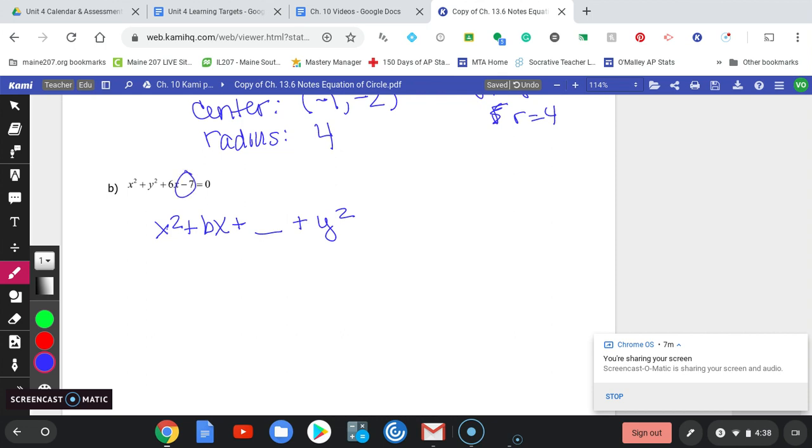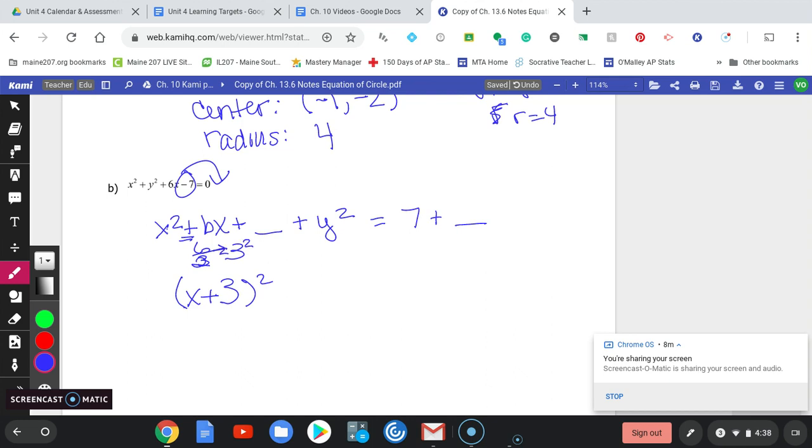But this -7 needs to move over to the other side. And I know I'm going to need to add something on the right side, and I've already added it. I've made space to add something on the left side. All right, so figuring out what we're adding, I know I'm going to have an x, and this is a plus, so I'm going to have a plus inside my binomial. I'm going to take that 6, I'm going to divide by 2, and that gives me a 3. All right, so 3 goes into the binomial.